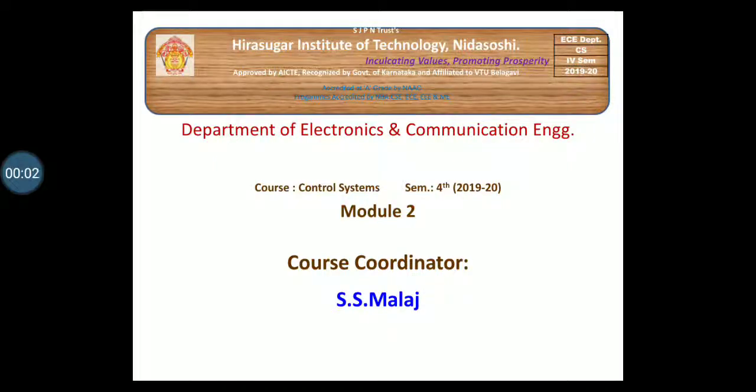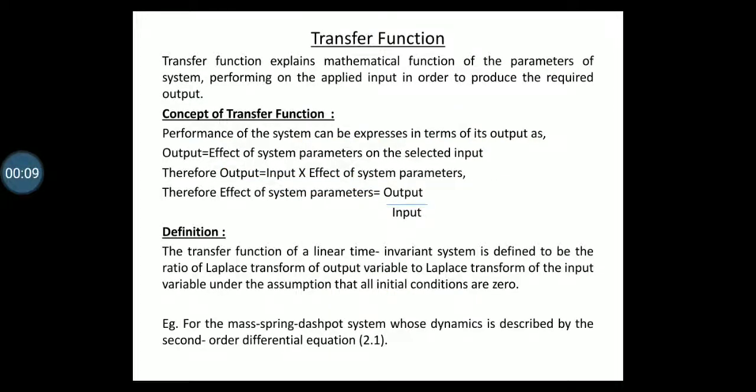Students, in this lecture I'll start with module 2. First we'll discuss the transfer function. The cause and effect relationship existing between input and output means to decide the transfer function of the given system is the mathematical indication of cause and effect relationship. Then this is commonly used to characterize the input-output relationship of the system.